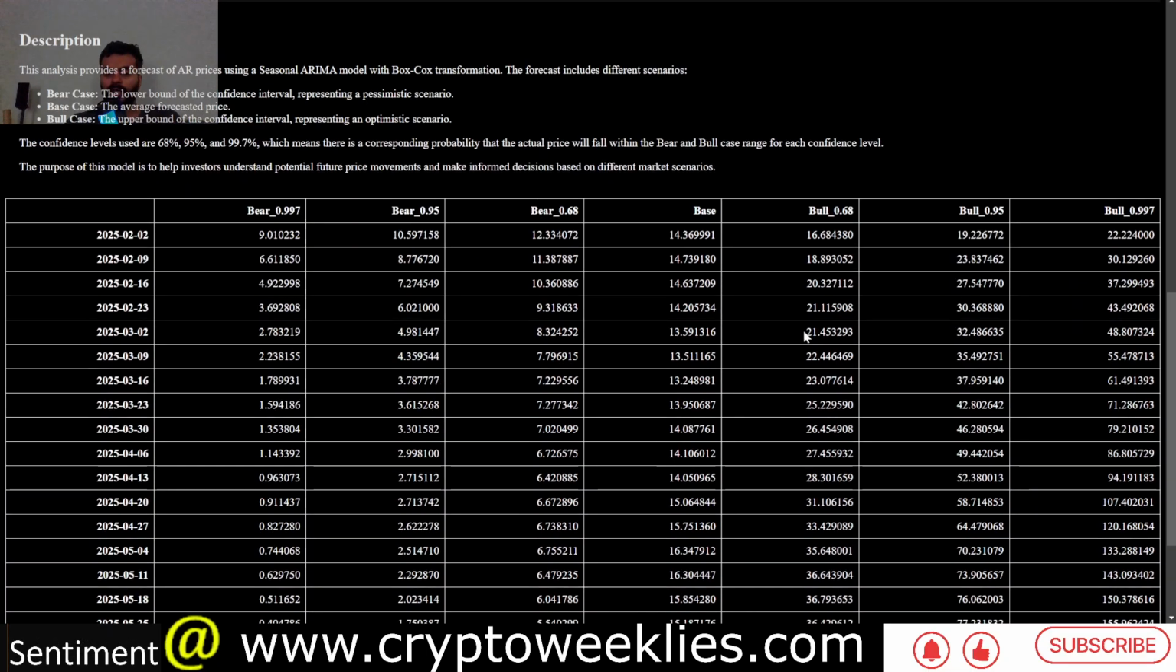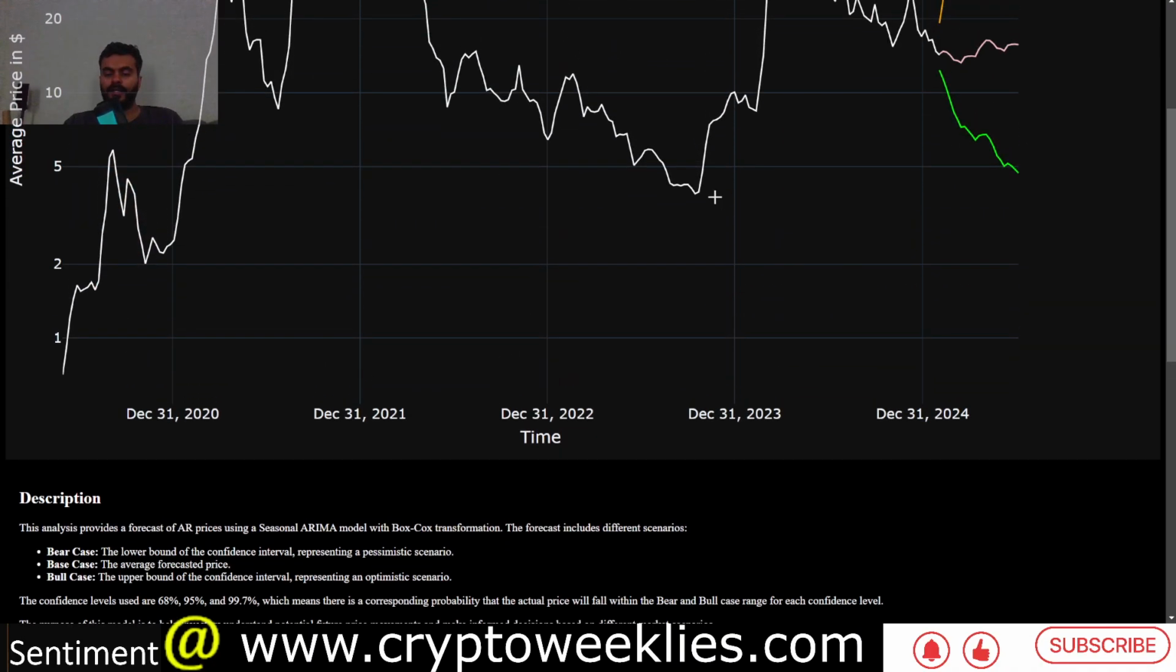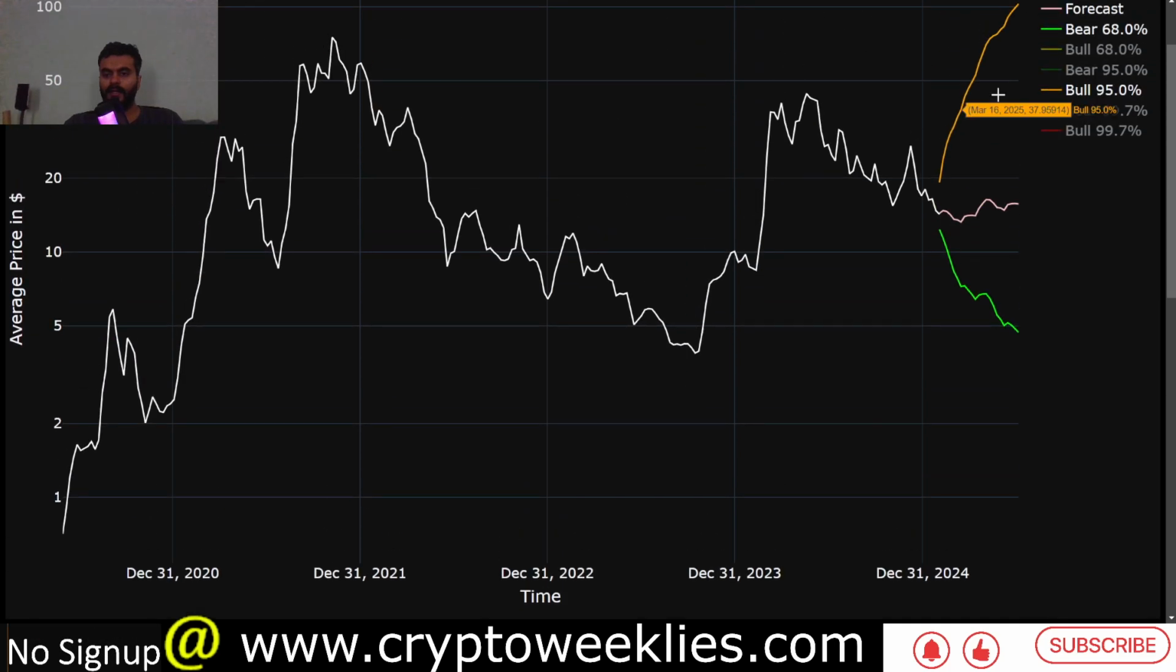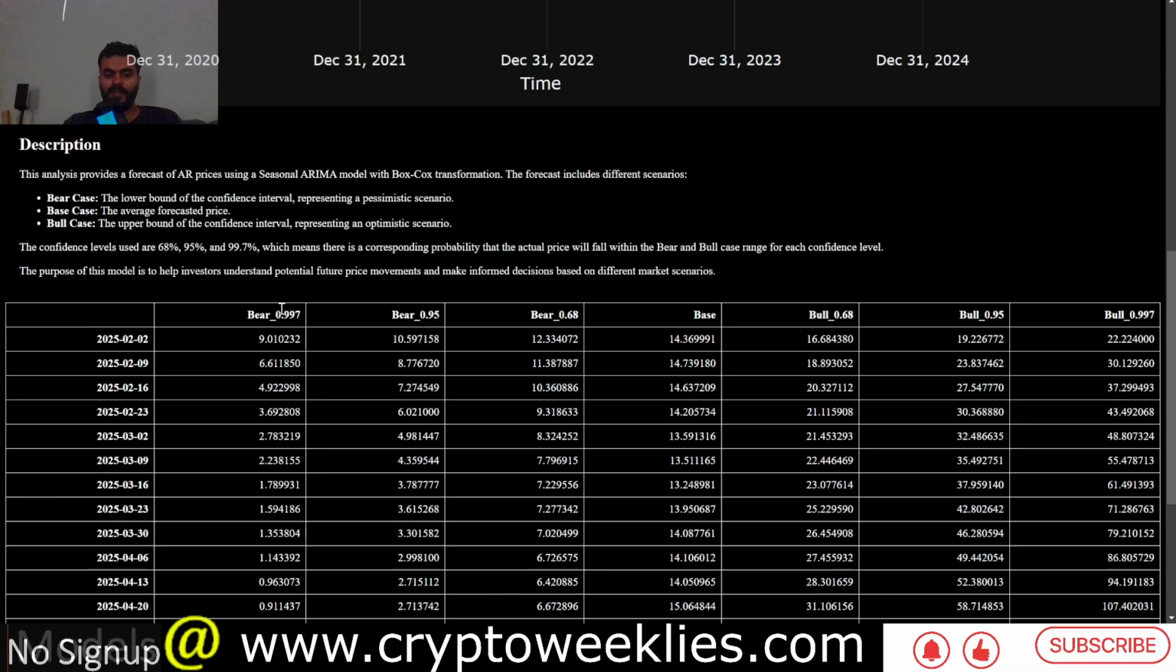If you're interested in tabular valuation, these tabular details are available by week forecast for Arweave. The base case, which is the directionality case, is this column in the middle denoted by the pink line. To its left are the three bear cases at 1, 2 and 3 standard deviation confidence levels, and to its right are the three bull cases at 1, 2 and 3 standard deviation confidence.